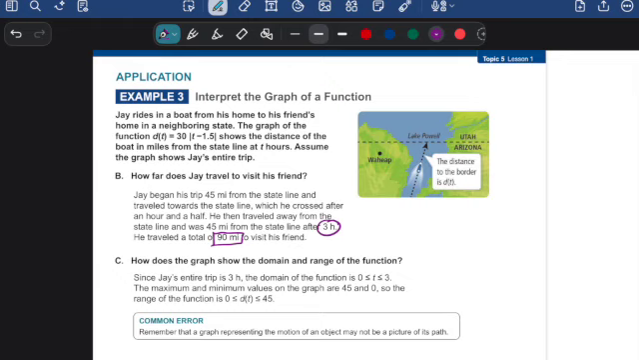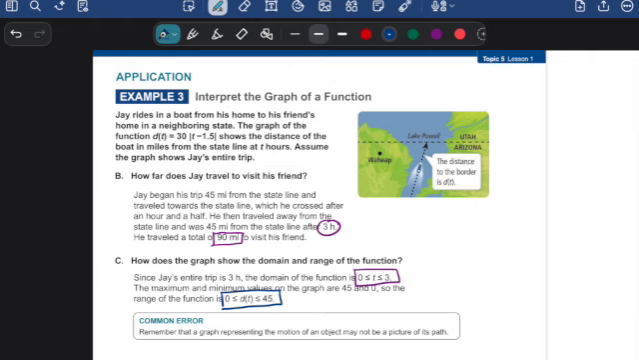How does the graph show the domain and range of the function? Well, we talked about that. The domain is going to be our input values. So just from 0 hours to 3 hours, because it takes him a total of 3 hours to get there. And the range, remember, the output is going to talk about the distance traveled from the state line, not total distance. So distance from the state line.